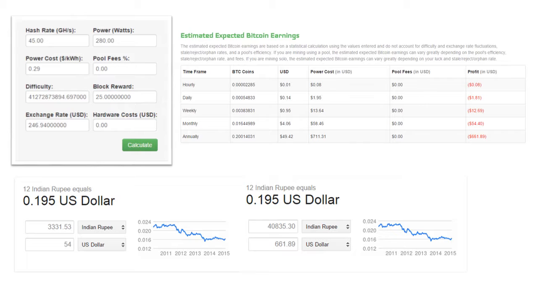The power cost is 0.29 in my area. The electricity consumed by my laptop is 280 watts. And the exchange rate is 246 as per right now. And hardware cost is 0 as I have not specially bought any hardware for Bitcoin mining. So let's see the results. Monthly, I lose $54.4 and annually I lose $661.89. That will end up to 3,330 rupees per month and 40,835 rupees per year.